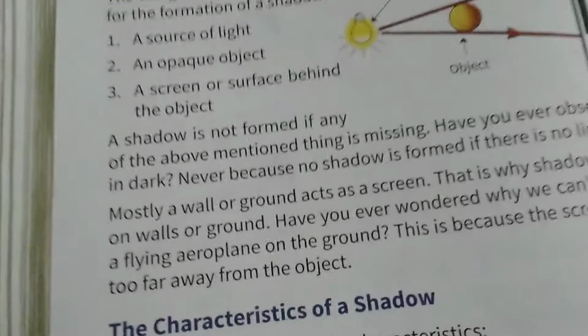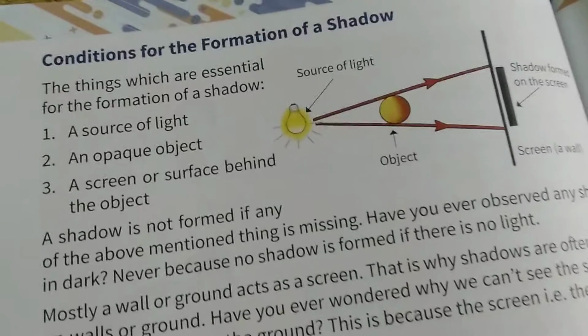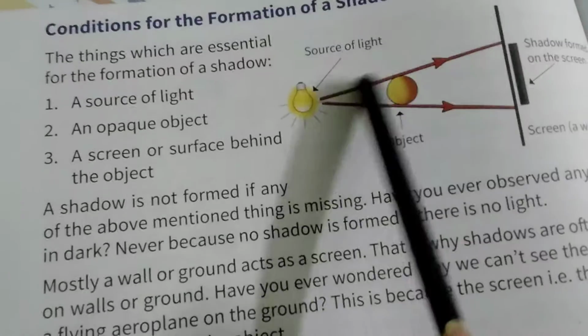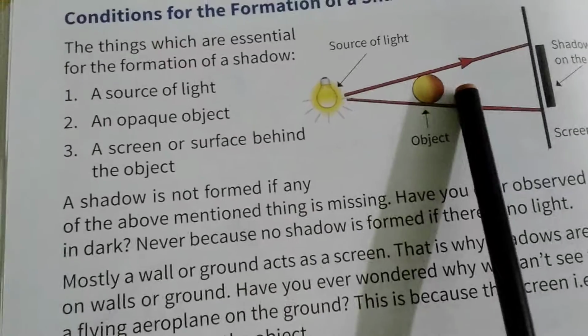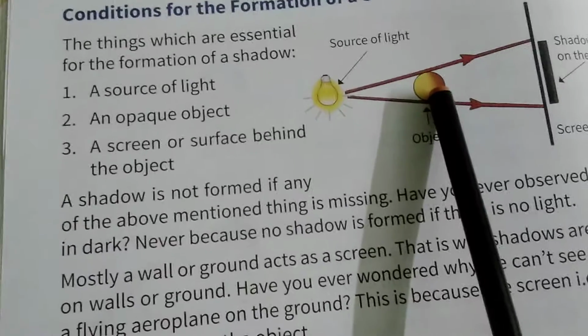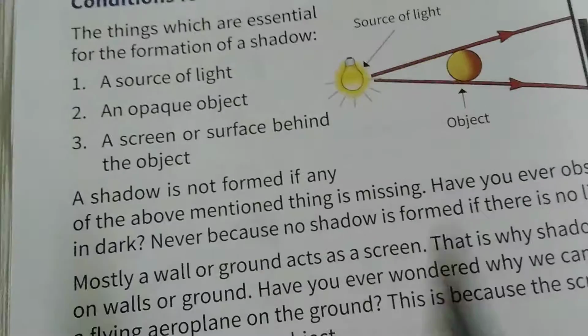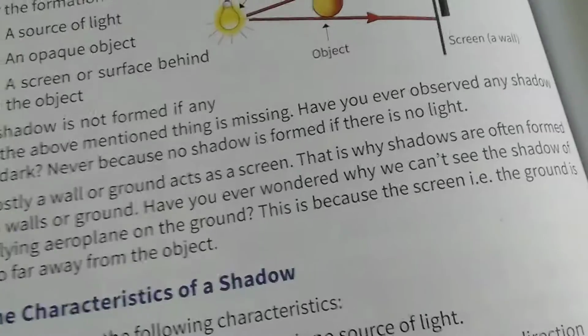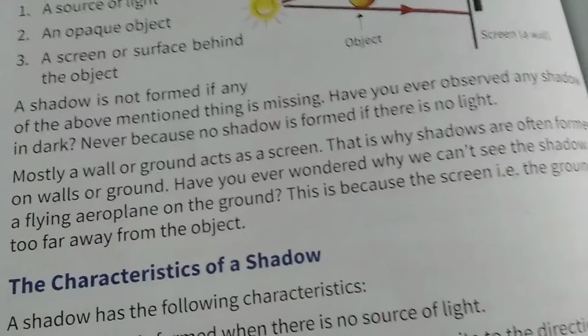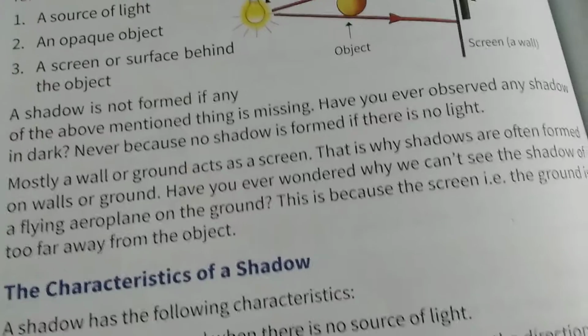A shadow is not formed if any of the above mentioned things is missing. If the light is missing, then no shadow will be formed. If there is no opaque object, no shadow will be formed. Mostly a wall or ground acts as a screen. That is why shadows are often formed on walls or ground.